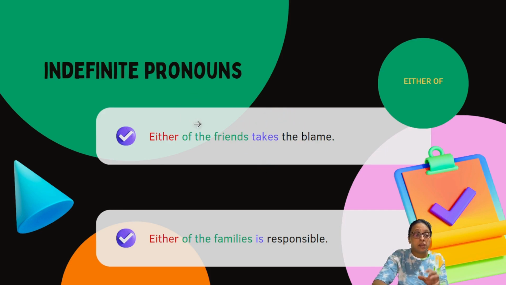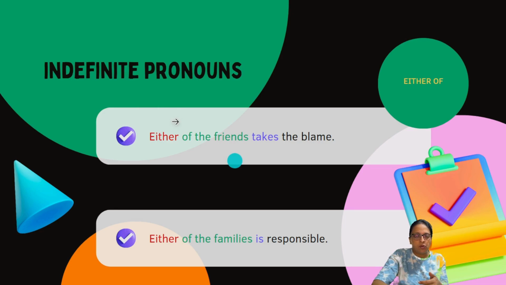Also, now let us understand why we say that "either" is used as an indefinite pronoun here. That is because "either" can stand alone. Now, just like I said in the previous example, take out "of the friends," take out the prepositional phrase, and check if the sentence means something.